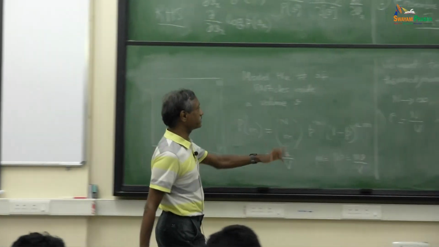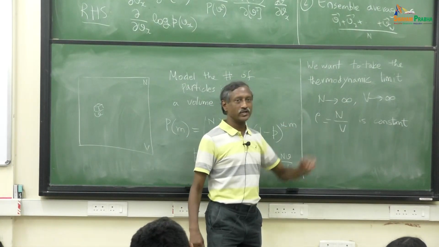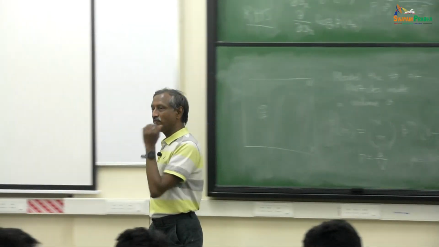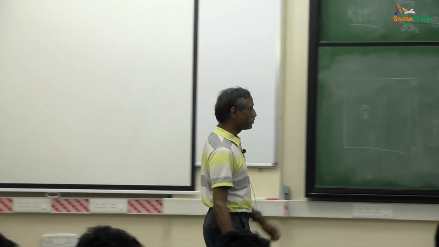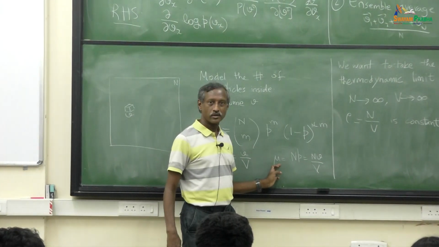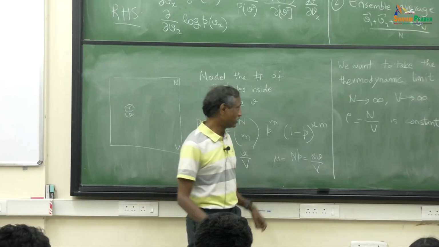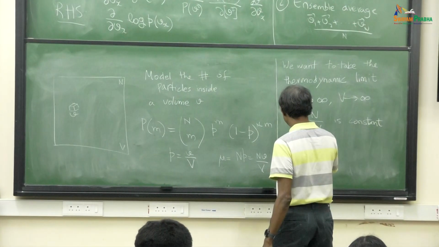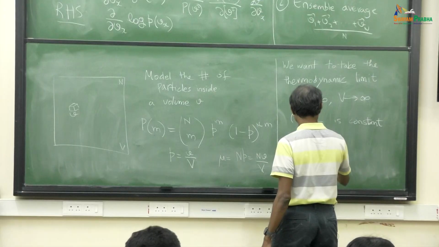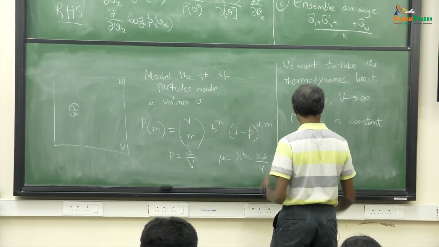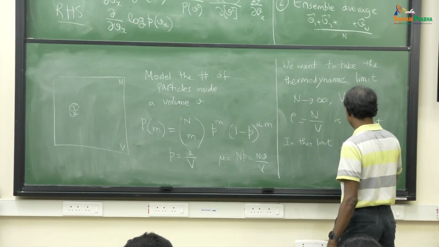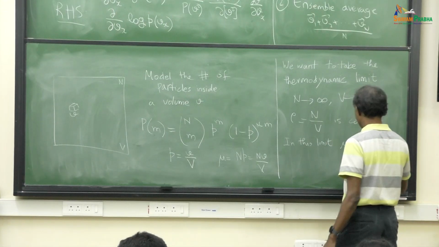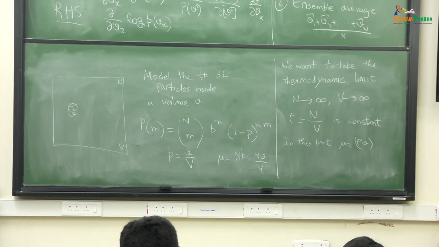So now let's look at this limit. N goes to infinity, V goes to infinity, but n upon V is rho. What does that make mu? Rho times V. So we can see in this limit, mu becomes rho V. A little bit of thought will show you this was exactly the limit that gave Poisson.